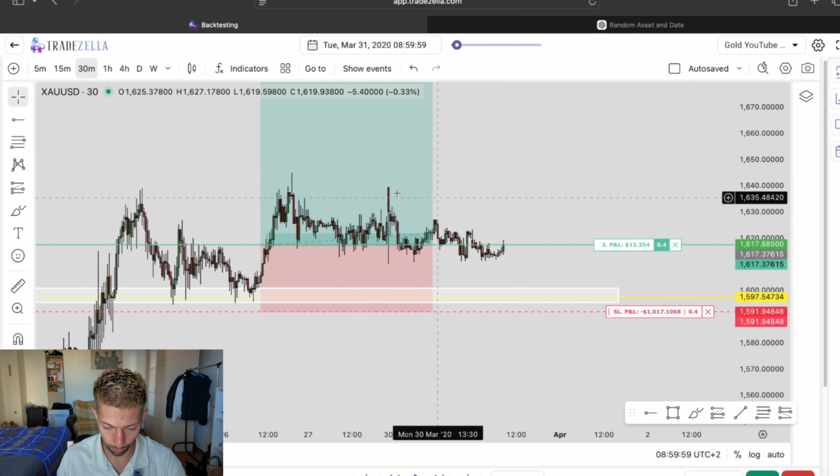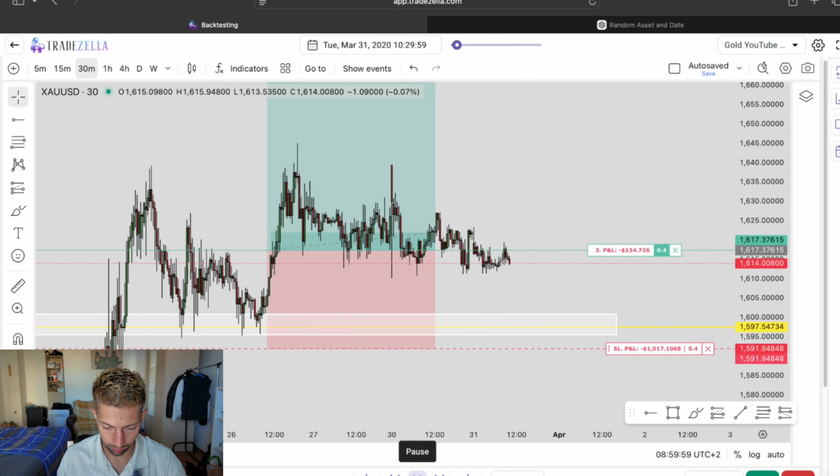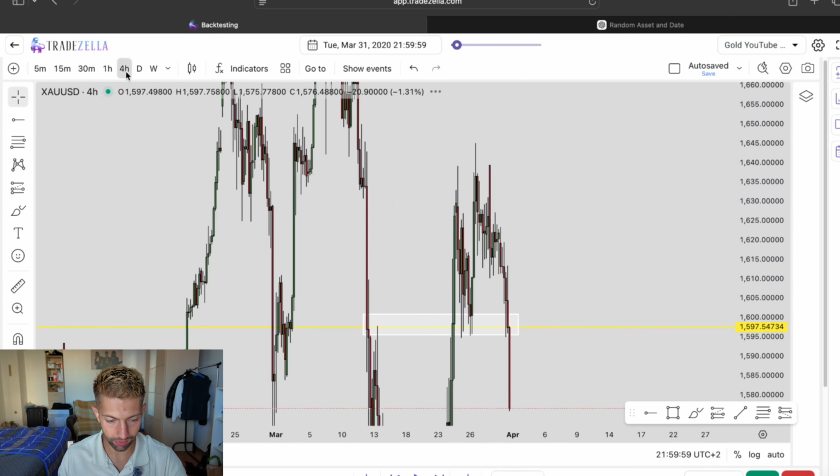As you can see, price is choppy as fuck. Like, I don't like this price action at all. But yeah, I'll hold. Let me do it faster. Okay, and stop loss it. Yeah, it is what it is.